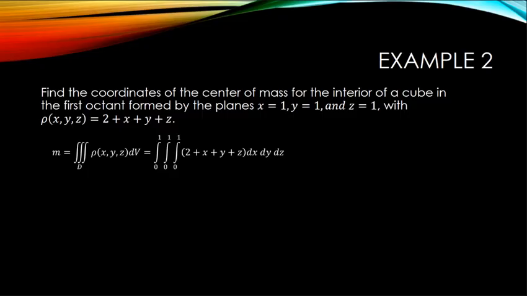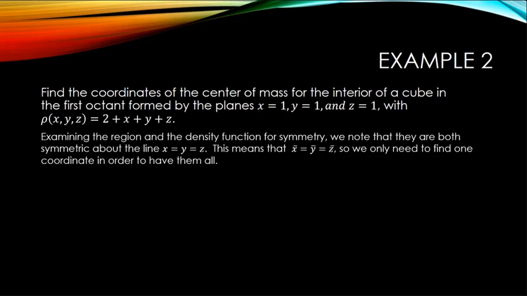This gives me the integral from 0 to 1 of the integral from 0 to 1 of the integral from 0 to 1 of the quantity 2 plus x plus y plus z dx dy dz. I compute the innermost integral with respect to x first, and I'm left with the integral from 0 to 1 of the integral from 0 to 1 of the quantity 5 halves plus y plus z dy dz. I compute the middle integral. I get the integral from 0 to 1 of 3 plus z dz, which is equal to 7 halves.